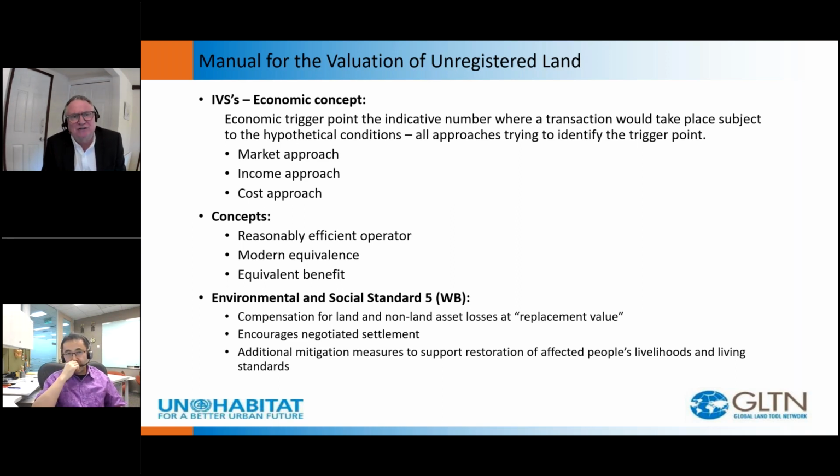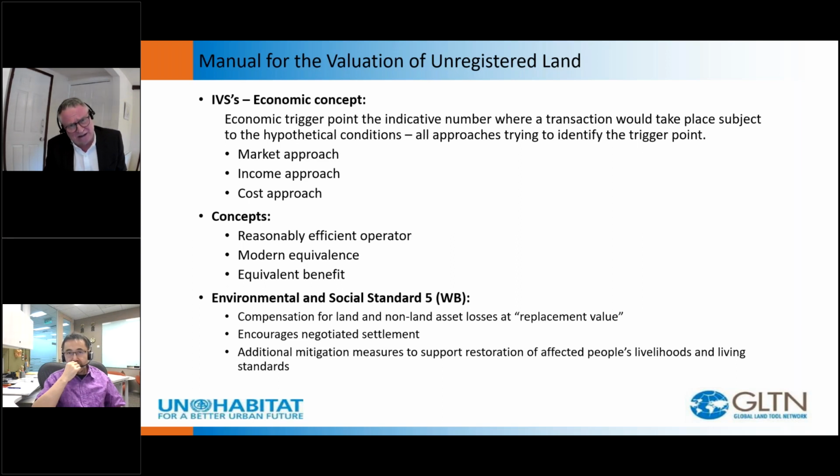And the three main approaches that the international valuation standards identify are the market approach, that's looking at comparable evidence, what something sold for recently, which is of similar nature. The income approach, which looks at what income could be generated from the asset, or the cost approach, which is not just how much it would cost to construct what is already in existence.